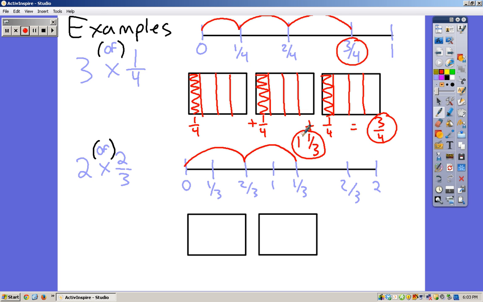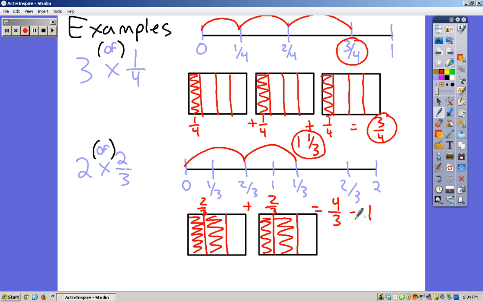Using the area model method, we break each of our two whole numbers into thirds. Shade in 2/3 of each one. 2/3 plus 2/3 equals 4/3. We could do 3 goes into 4 one time, with 1 remainder. And it's 1 and 1/3.